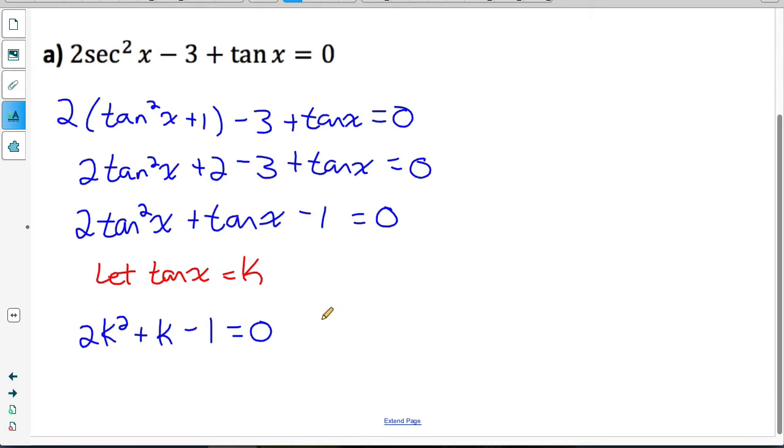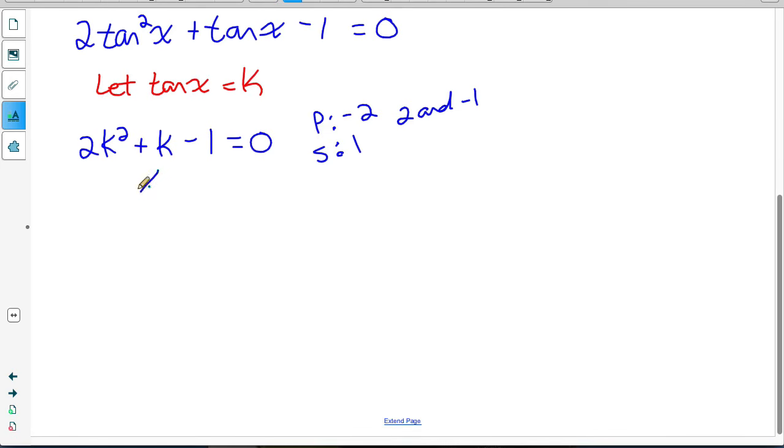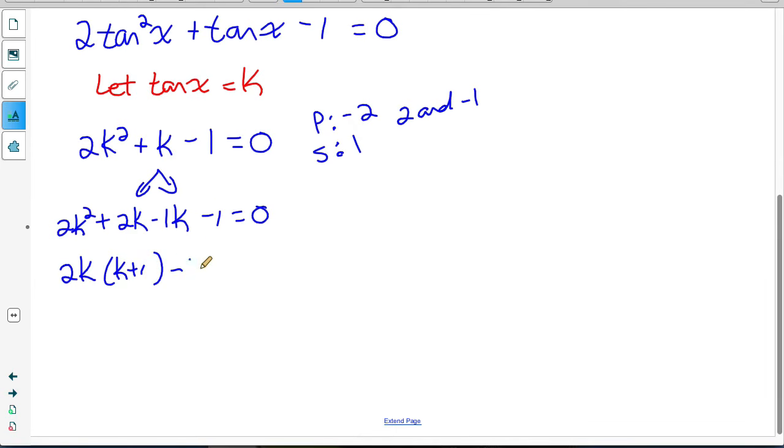And we want to factor this, so we're looking for numbers that have a product of 2 times negative 1, that's negative 2, and a sum of the b value 1. The numbers that do that are 2 and negative 1. So we split the middle term into 2k minus 1k. And then we factor from the first two terms, common factor from the last two terms, and then common factor the common binomial, and it's now in factored form.